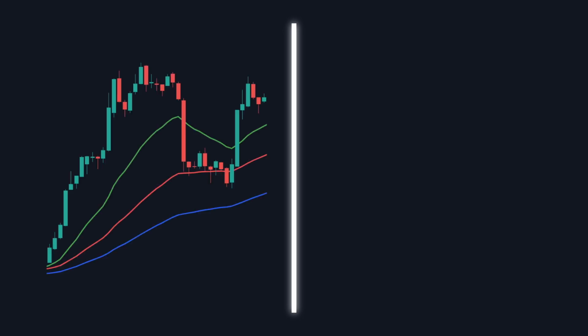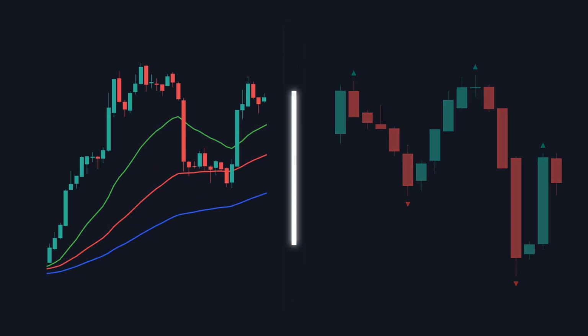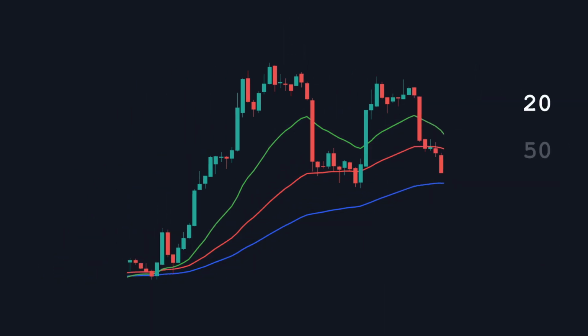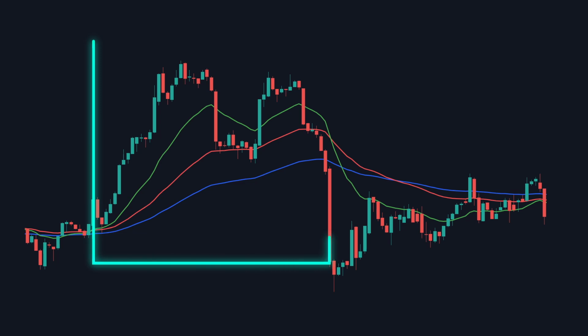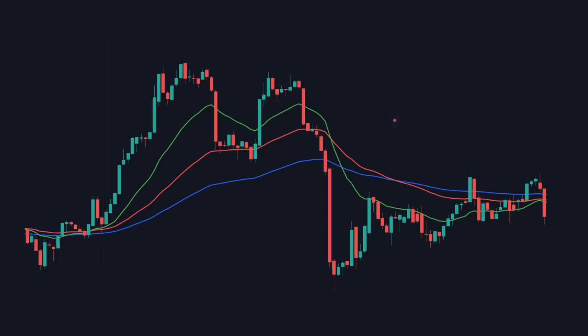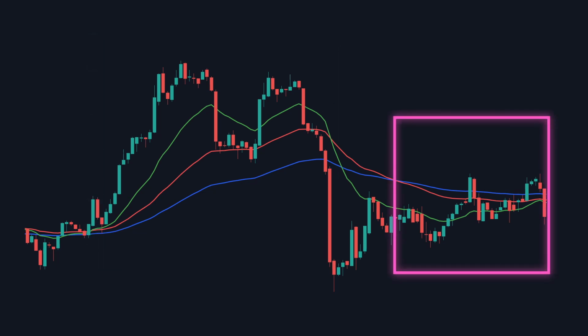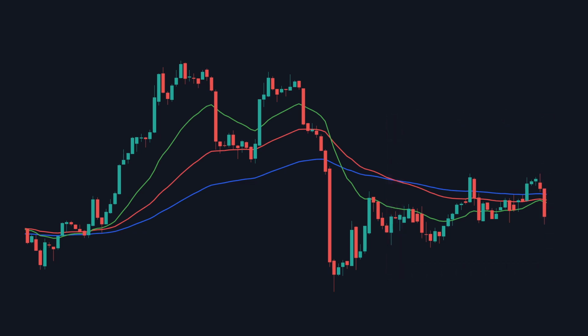The strategy uses two different indicators. First, an exponential moving average with 3 different periods, and Williams fractals. The EMAs have periods of 20, 50 and 100 and are used to determine the trend direction. If the 20 EMA is above the 50 and the 50 EMA above the 100, we are only looking for long trades, and if the 20 EMA is below the 50 and the 50 EMA below the 100, we are only looking for short trades.